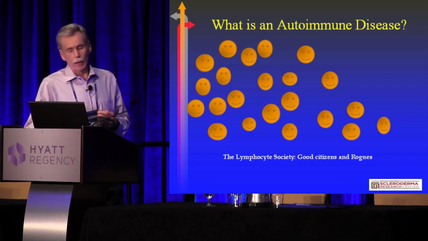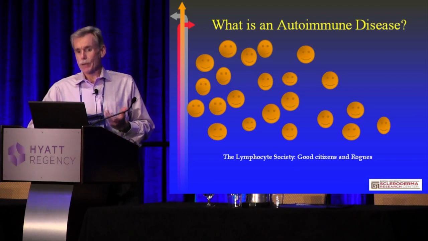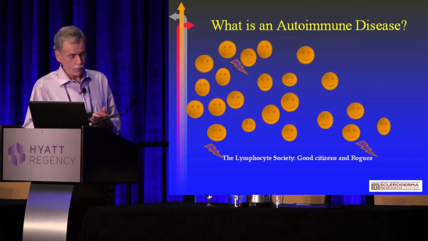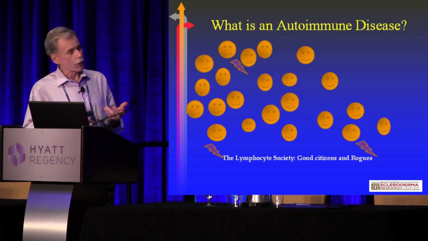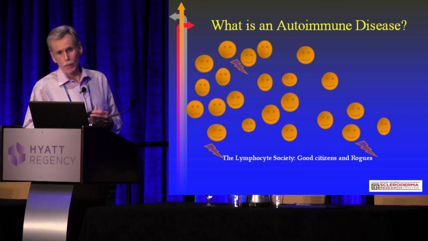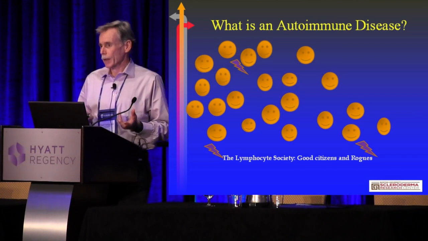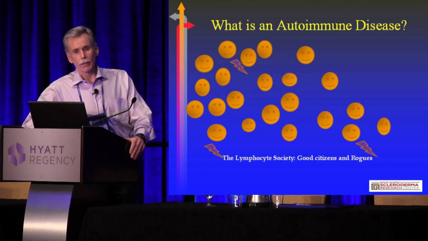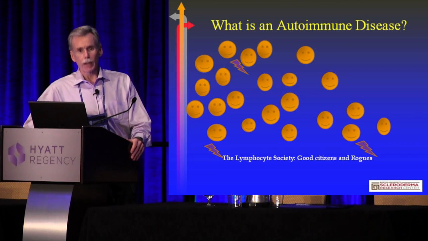Now, just like the society outside this hotel, there's a rogue element in the lymphocyte society that we all have. This is a little cartoon depiction of the major product of lymphocytes, which are antibodies. Antibodies are proteins, which are essentially little rocket-propelled grenades that take out viruses and bacteria and other invaders that are constantly trying to get into us.